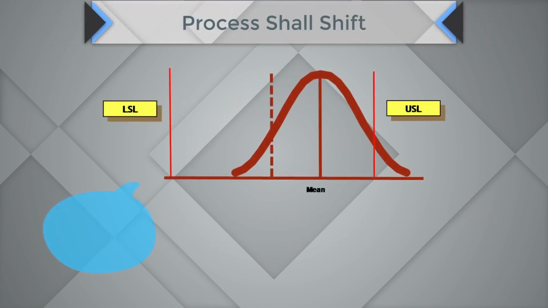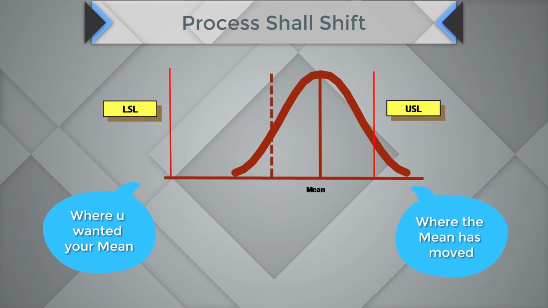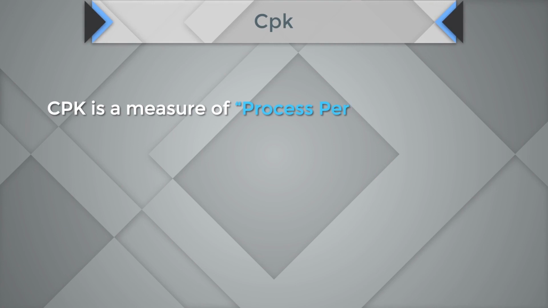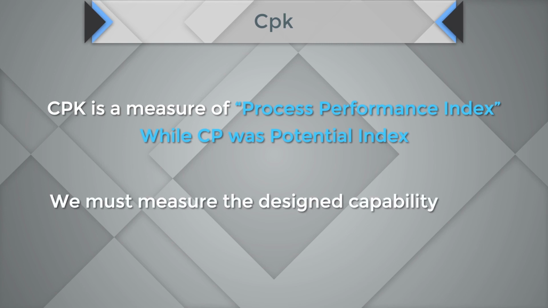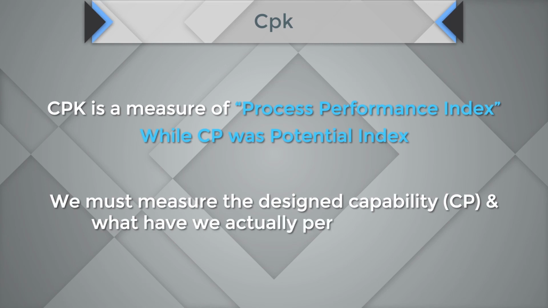However, in reality, your process will shift. While you desired your process mean to be exactly at the specification center, it may move towards one of the specification limits. Like in this case, it has moved towards the upper specification limit. Cpk is a measure of process performance index. Remember Cp. Cp was inherent capability, what you're capable of. Cpk is a measure of the process performance, so it is referred to as the process performance index. We must measure the designed capability, that is Cp, and what we've actually performed as Cpk.